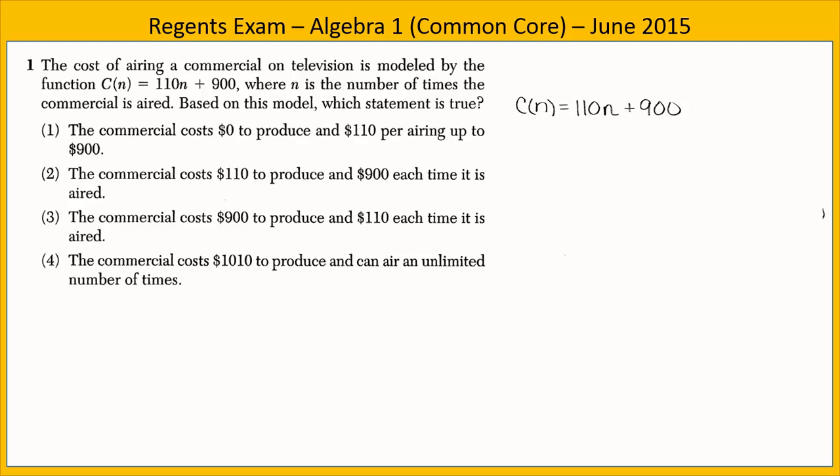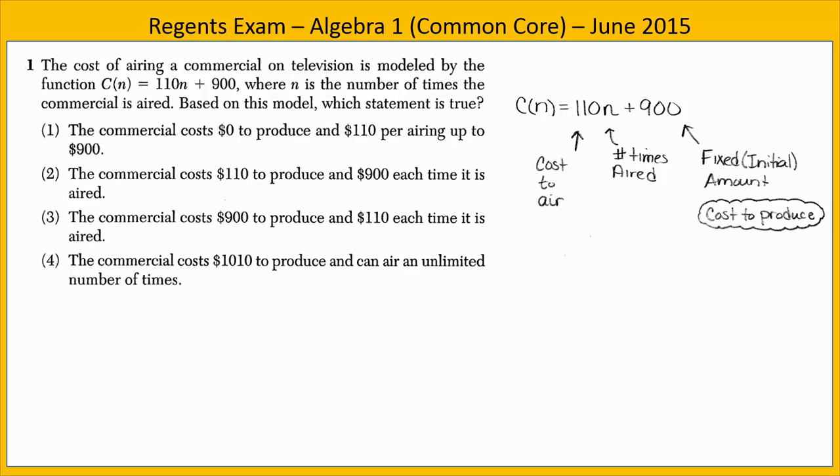Here's our function. We're told that n is the number of times that the commercial is aired. 110, therefore, must be the cost to air the commercial, because it's 110 per n. 900 is a fixed amount. That's the cost to produce the commercial. And so read the choices carefully. We see that choice 3 is the answer.